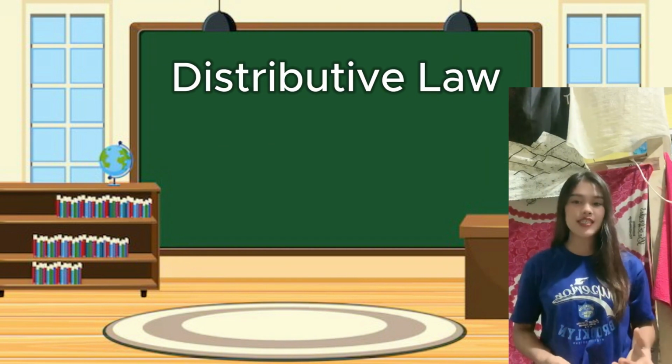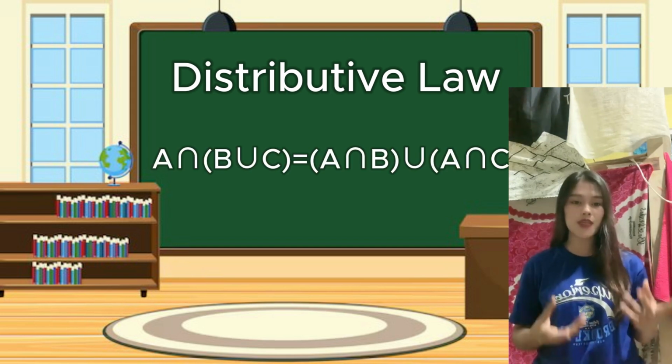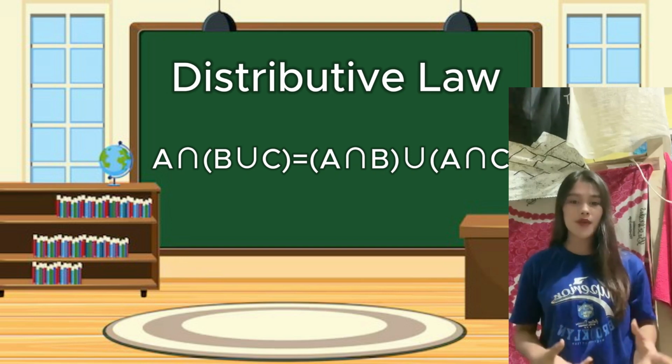Set operations distribute over each other, like A intersection (B union C) equals (A intersection B) union (A intersection C).